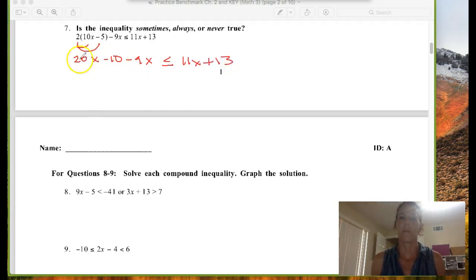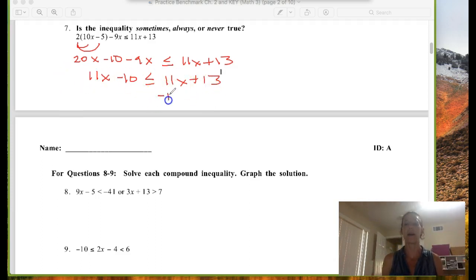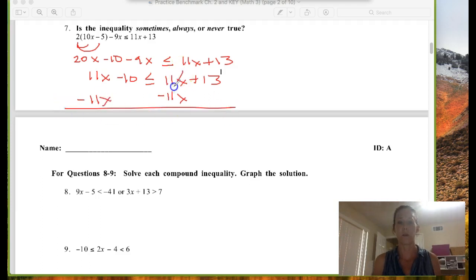Okay, combine your x's on one side before you work both sides. So 20x's minus 9x's are 11x's. So 11x's minus 10 is less than or equal to 11x plus 13. Once again, if I go ahead and combine my x's, they are going to fall out. There will be no more x's when I do that. And then I'm going to end up with negative 10 is less than or equal to 13.